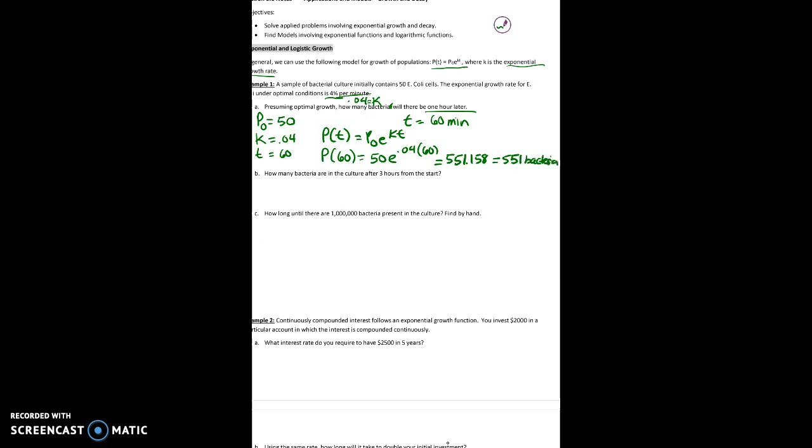B says, how many bacteria are in the culture after 3 hours? So remember, we're still in minutes, so we take 3 times 60. Okay, so if we have 3 hours, T equals 180. So we're just going to switch out 60 for 180, so this is P of 180 equals 50 e to the 0.04 times 180. And that gives us 66,971.53. So I'm going to say 66,972 bacteria.